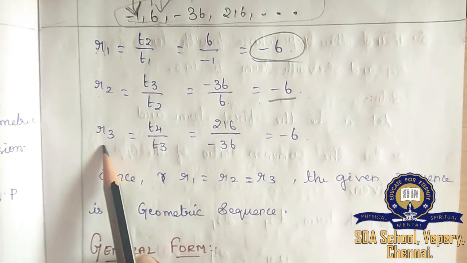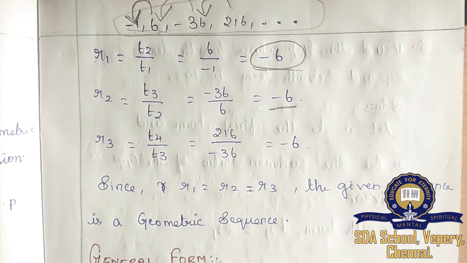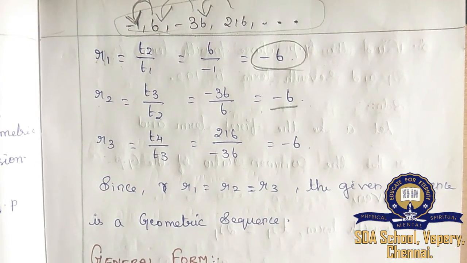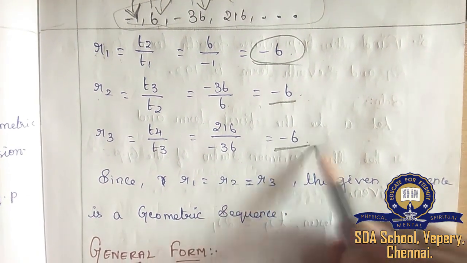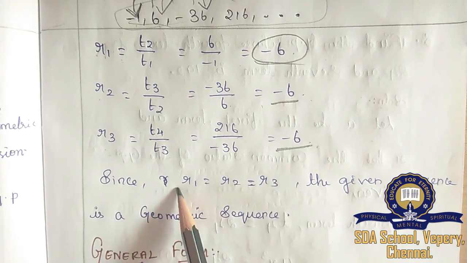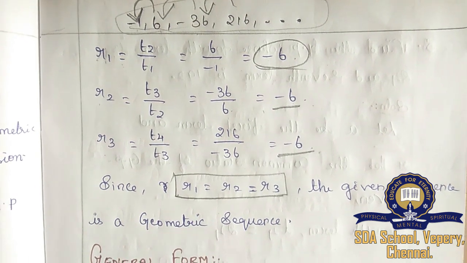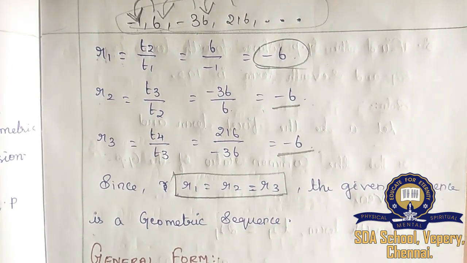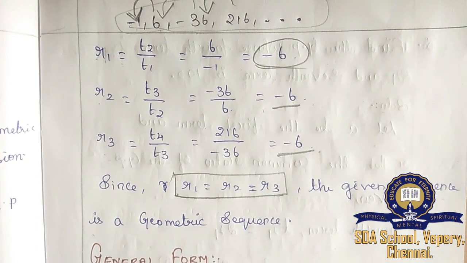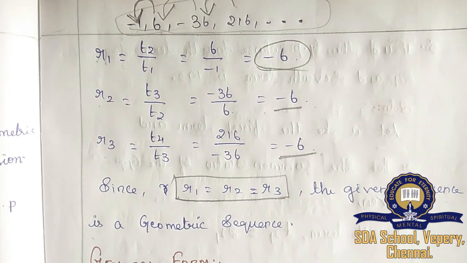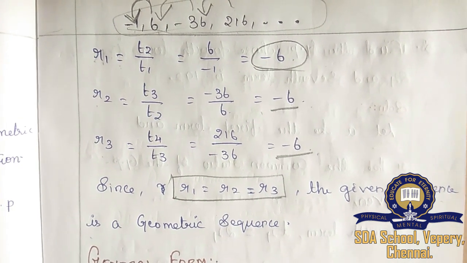So quickly move on to ratio 3. T4, the fourth term, should be divided by the third term. The answer is 216 divided by minus 36. If you divide, we have the same common ratio, minus 6. So now we come to the conclusion. Since all the common ratios of the sequence, R1, R2, R3, are equal, the given sequence will be called a geometric sequence. So this is what we have to prove, children. Kindly remember that if you want to check whether the given sequence is a geometric sequence or not, you have to prove that all the common ratios of the sequence are the same.